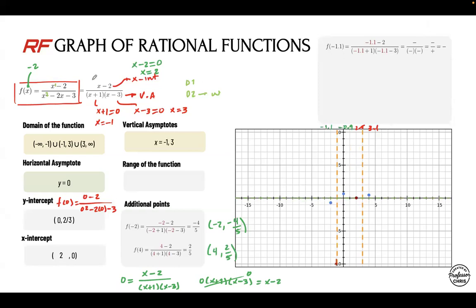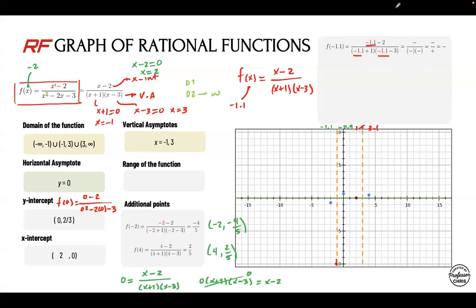So I evaluate the factored version of the function, f of x equals x minus 2 divided by x plus 1 times x minus 3. My goal is to substitute -1.1 into the function. That's what is happening over here. I'm substituting -1.1 for every x. So this is where the x used to be, this is where the x used to be, and this is where the x used to be.